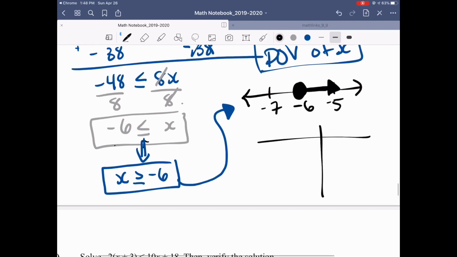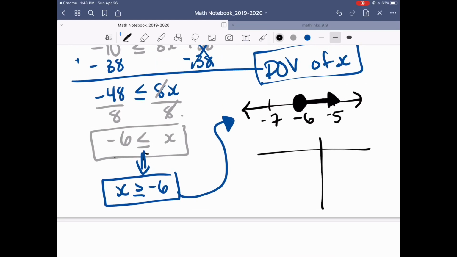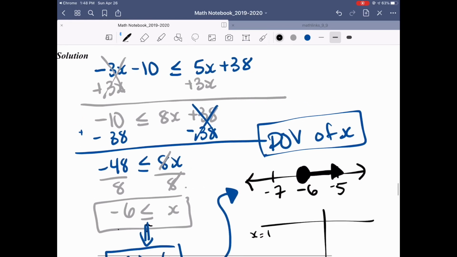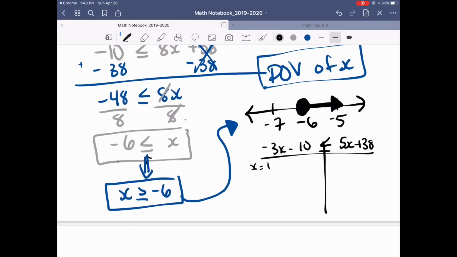So we said that x has to be greater than or equal to negative 6. I'm going to just make it easy and make x equal to 1. So on the left side, we had negative 3x minus 10, and then here we had 5x plus 38, and a less than or equal to sign in between them.